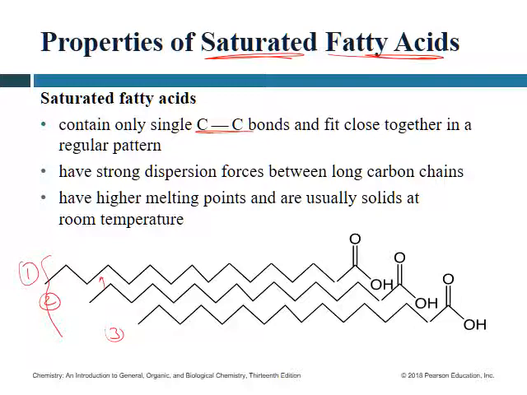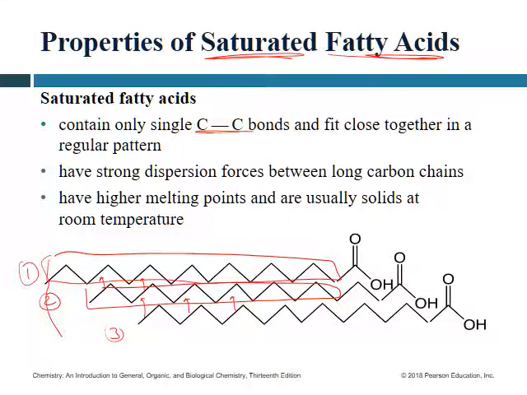So they can be easily fitted with other fatty acids, which allows many dispersion forces between the carbon chains. So this is one carbon chain, this is a second carbon chain. If they come close together, that means you will have many dispersion forces. Dispersion forces are present between non-polar carbons, carbon and carbon, right? These dispersion forces are normally weak forces of attraction. But if we have many carbon chains coming close together, these weak forces of attraction become important, right?